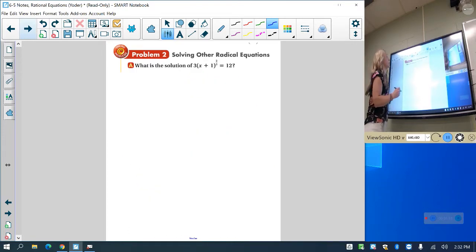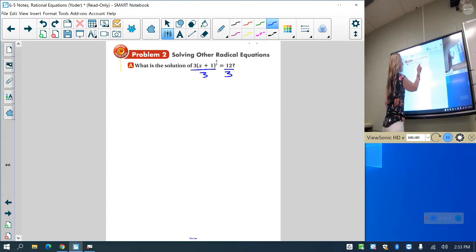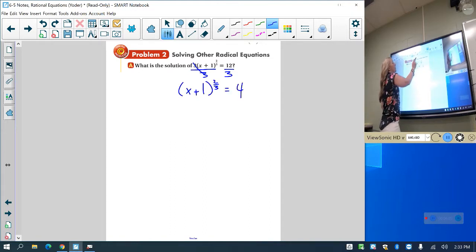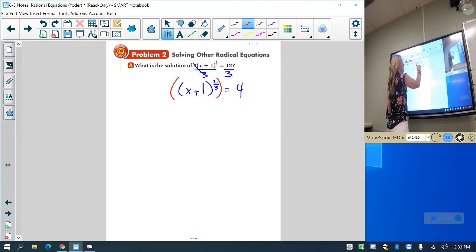Let's solve another one. First thing I have to do is isolate my rational exponent. So I'm going to divide both sides by 3. I'm left with x plus 1 to the 2/3 equals 4. Now, in order to get rid of this, and we all talked about this on the second slide, we have to take both sides to a power so that I can multiply the powers to get 1. So I would use the reciprocal of 2/3, which is 3/2. So I'm going to take both sides to the 3/2 power.